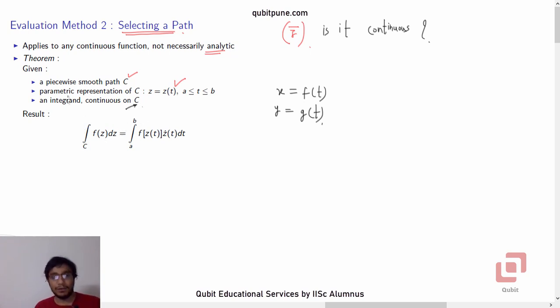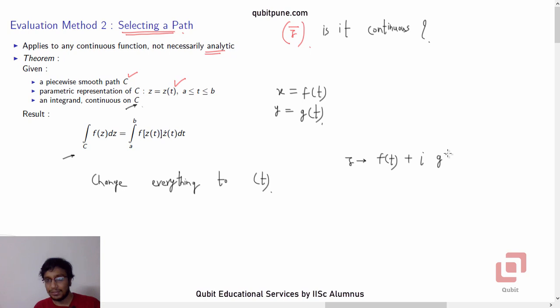Now what we have to do is the following. If we have these things with us, the integral of f of z with respect to z along the curve C can be obtained as follows. We have to change everything to t, meaning wherever you have z, you replace z by f of t plus i times g of t. That will transform the integrand.